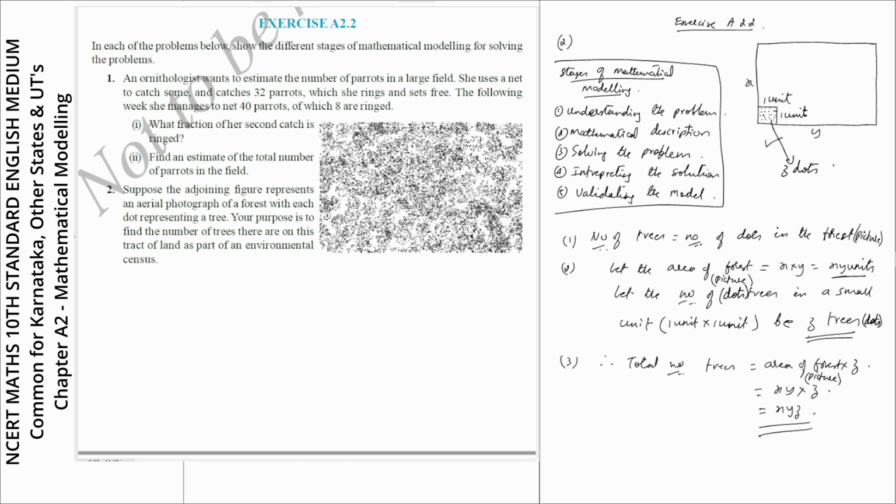In this problem we make an assumption that the dots are uniformly distributed over the area of this picture. This assumption comes in the first stage of mathematical modeling, that is, understanding the problem. In this stage only we make that assumption. The unit of measurement of length here should be the same. That means if I take breadth in centimeter, length also should be in centimeter. If I take breadth in millimeter, length also should be in millimeter, and the small area's size will be 1 unit by 1 unit.